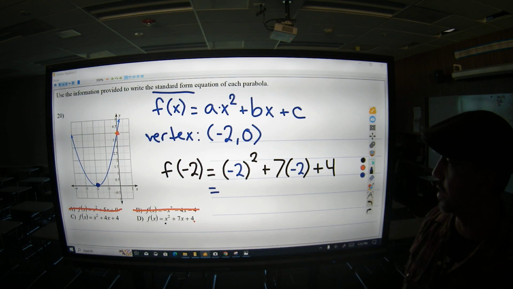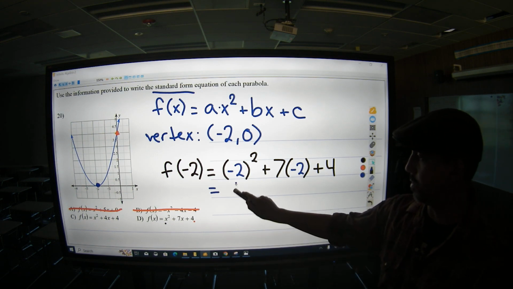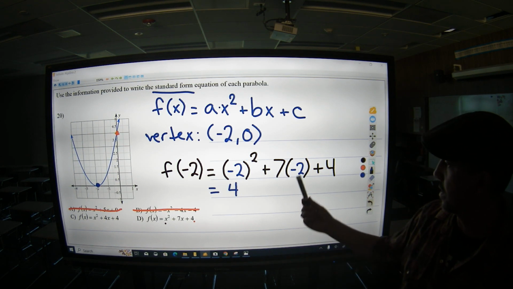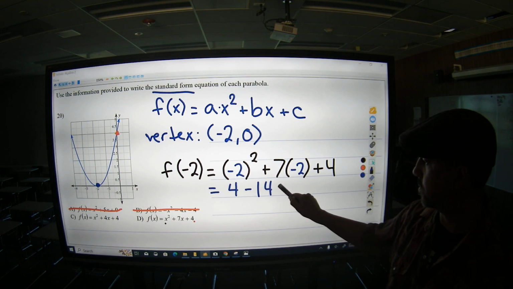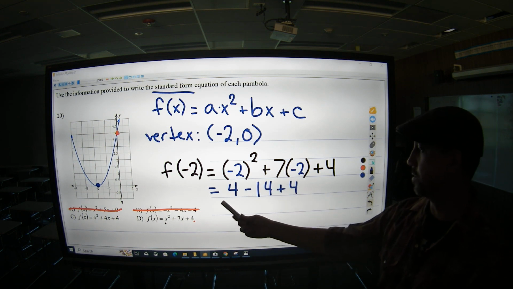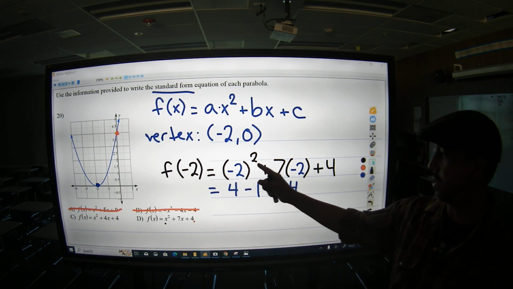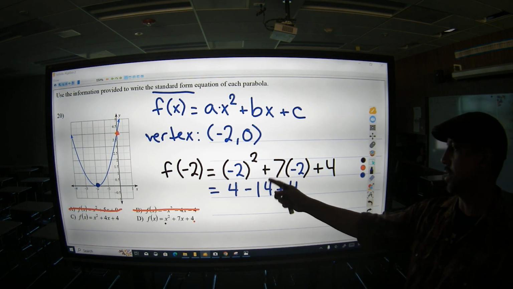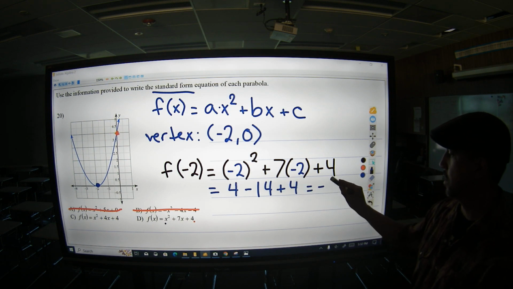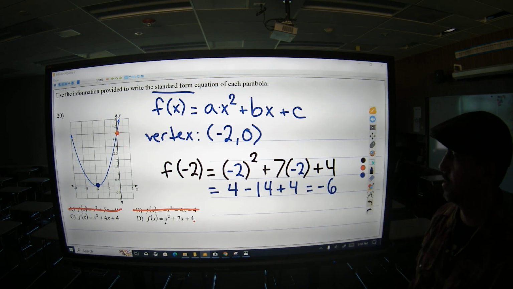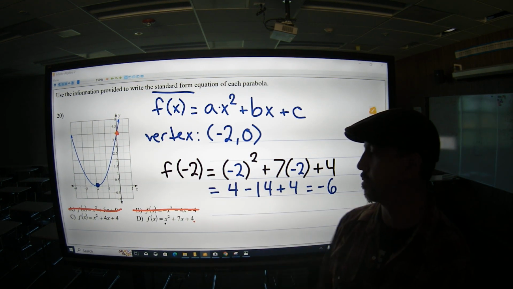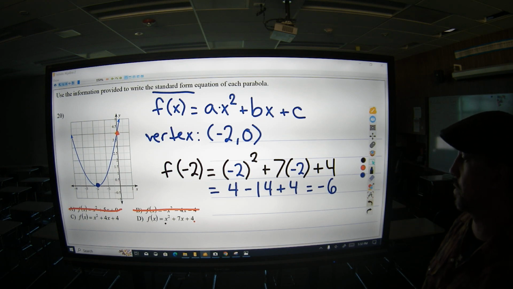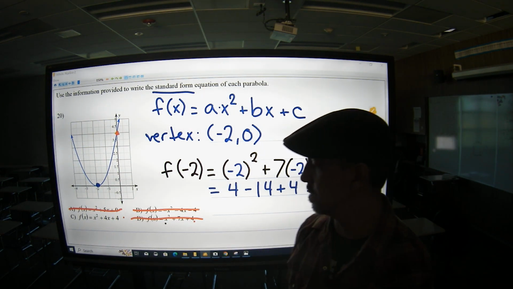Negative 2 squared means negative 2 times negative 2, so that must be a positive, and it's positive 4. Negative 2 times positive 7 gives me negative 14, though. And now we have to do this operation. So 4 minus 14 gives me negative 10, and negative 10 plus 4 gives negative 6. And negative 6 is not equal to 0. So that tells me that this is not the equation that I want for this graph, because it wouldn't give us the vertex in the right location. So I can eliminate this one, and I could try this one.